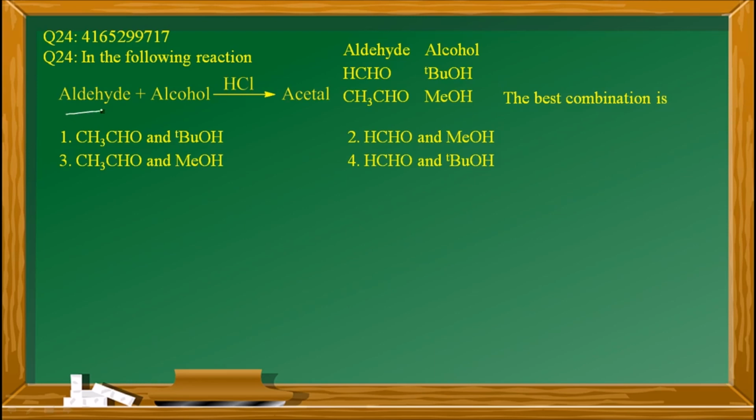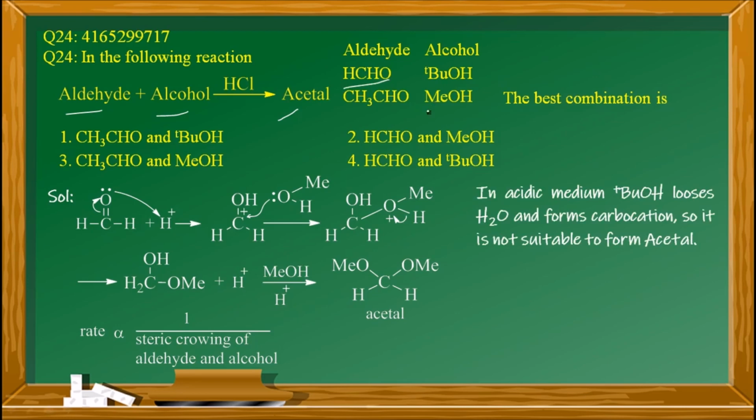Yes, if the aldehyde is sterically free and the alcohol is sterically free, it is going to react faster. The combination which is going to work is formaldehyde and methanol. Since formaldehyde doesn't have any steric hindrance, methanol easily reacts with formaldehyde to give the acetal. When it comes to tertiary butanol, dear friends, in the presence of acid it may lose water, that is, OH is going to be lost and elimination may take place, forming a tertiary carbocation, and it is not going to form acetal. And when it comes to acetaldehyde with methanol, acetaldehyde is sterically hindered compared to formaldehyde, so formaldehyde easily gives acetal with methanol. So formaldehyde plus methanol, option number 2, is the correct option, friends.